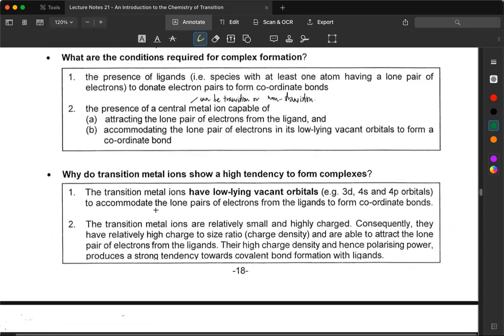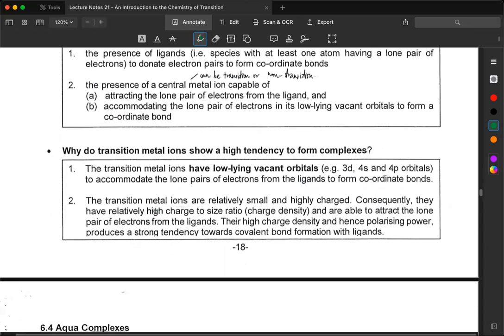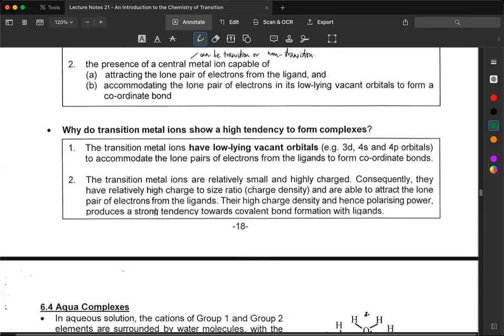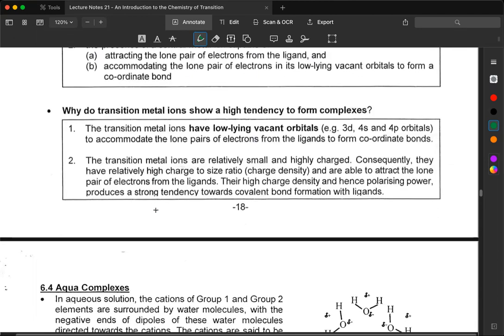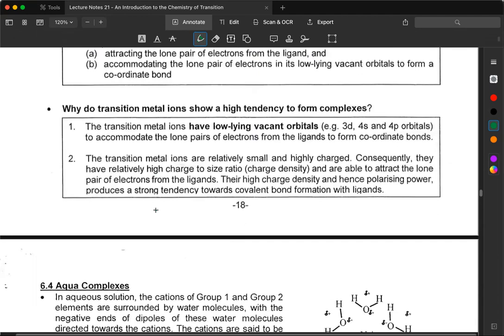Now, why do transition metals show a high tendency to form complexes? Because they have vacant orbitals. They are low-lying, like 3d, 4s, and even 4p. So they can accommodate the lone pair of electrons from the ligands to form the dative bond. And another reason is transition metal ions are relatively small and highly charged. Consequently, they have a high charge to size ratio. We call it high charge density. So they are able to attract the lone pair of electrons easily.